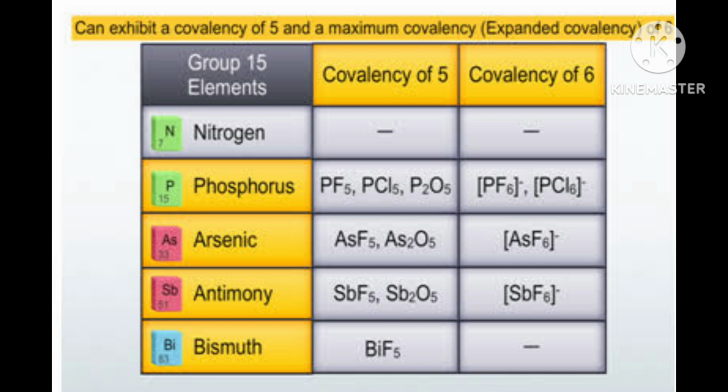Besides restricting its covalency to 4, nitrogen cannot form d pi p pi bond, correct? This again is a very important point. Nitrogen cannot form d pi p pi bond because d orbital is not there. The d orbital is not there, then how can it make this bond? In heavier elements it is possible, because they have d orbitals, but in nitrogen it is not possible.